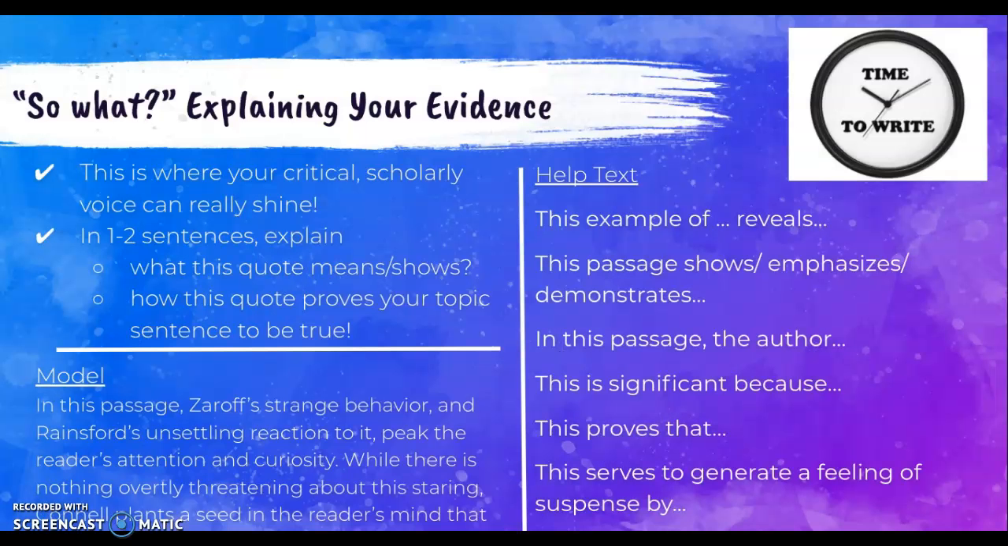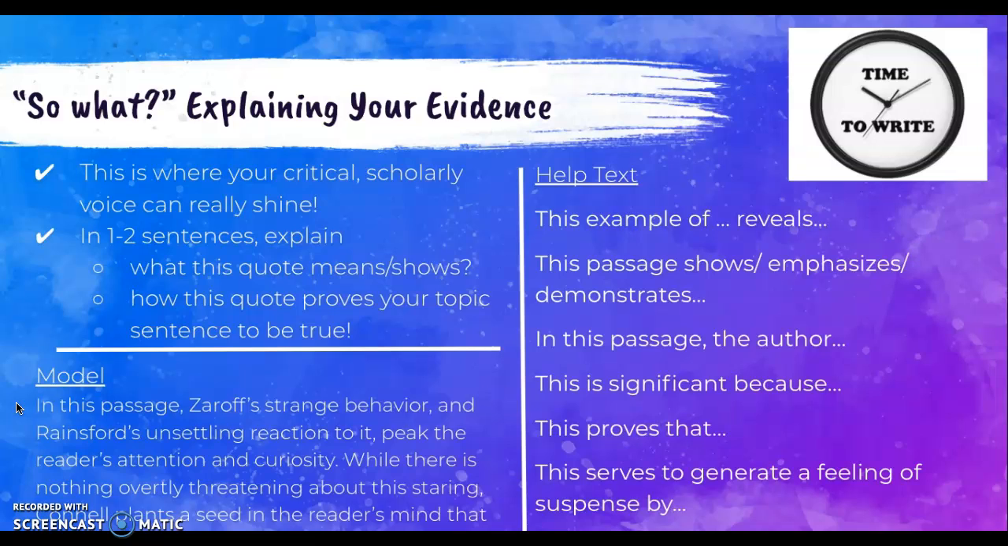All right, now last but not least, we need to explain. These are two of the most important sentences in our paragraph. They should answer the questions what this quote means or shows, and then how this quote proves your topic sentence to be true. Now remember, for our model, we were trying to show that the author, Richard Connell, uses indirect characterization to really slowly unfold how terrifying and creepy General Zaroff is. So now we need to explain how that bit of evidence that we just chose proves that.